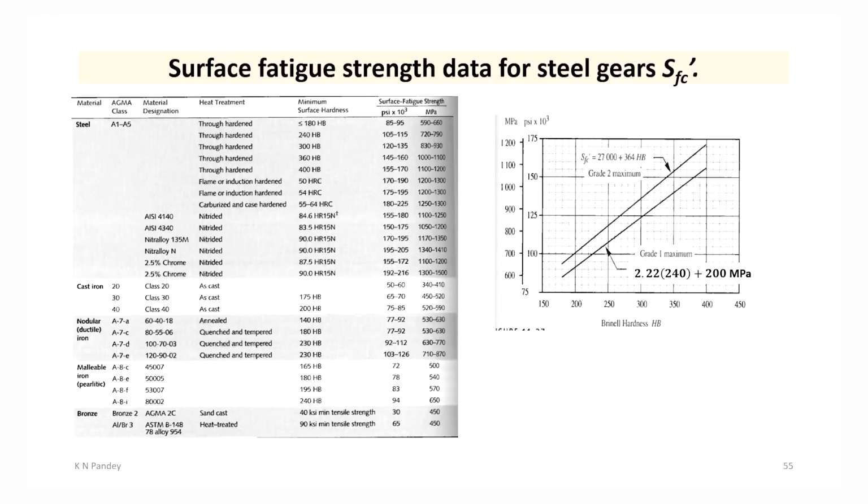Now, the surface fatigue strength is determined in a similar way. For the steel, these two curves can be used, and for the grade 1, we have this formula. Substituting the value of Brinell hardness 240, we will get the surface fatigue strength of the pinion and the surface fatigue strength of the gear.